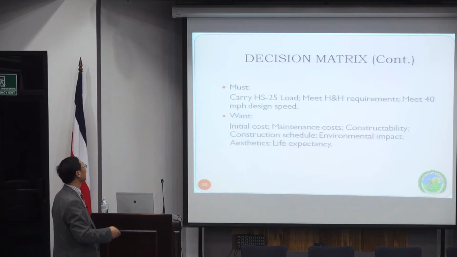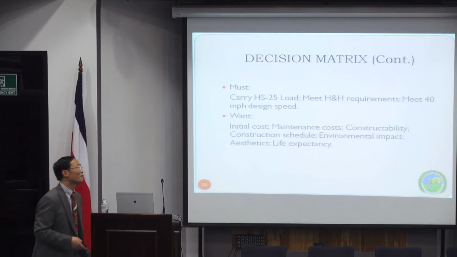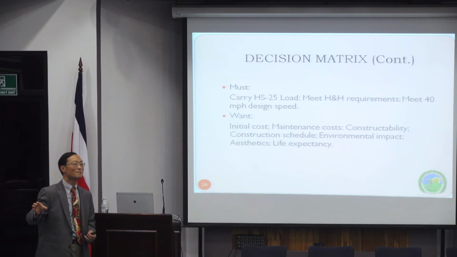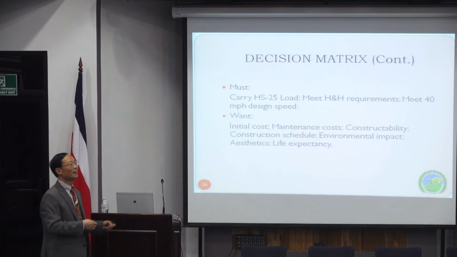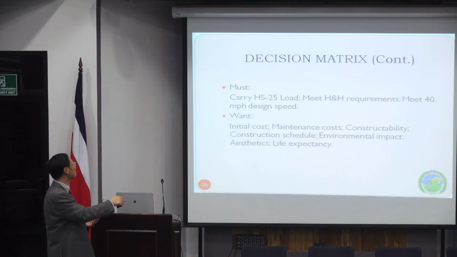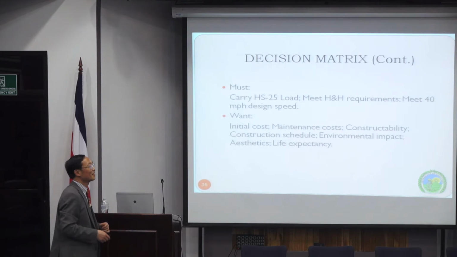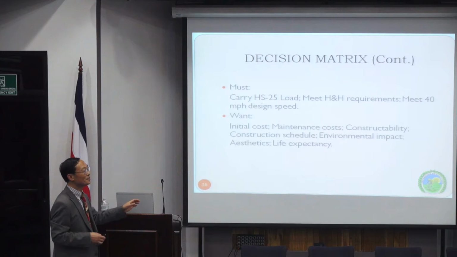First of all, you have to develop a must list. A must list means that if any of these projects does not meet a requirement that is so essential to me, I don't even consider it. So the must list has to cover things like the hydraulic requirement, the loading requirement, the transportation requirement, and the design speed requirement. Another list is also important, but these factors I need to compare.